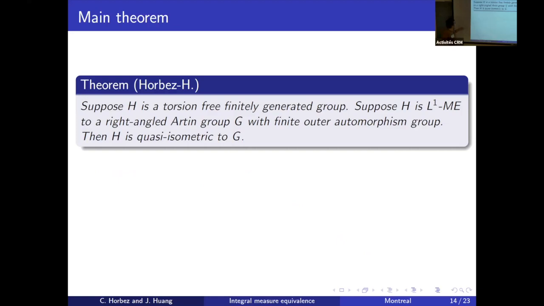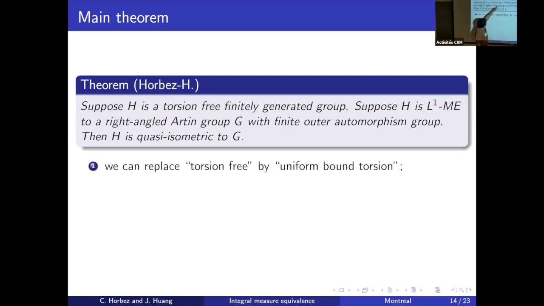Okay. So what we prove, the main thing, is that if I take a torsion-free finite geometric group H, and if that group is L1 ME to a rectangle Artin group with finite automorphism group, then H is actually quasi-isometric to the rectangle Artin group. Okay, so now I want to make some comments. Here torsion-free is not an ideal assumption. We can replace torsion-free by uniformly bounded torsion, but we don't know what happens if I allow the torsion to grow. Okay, so this is one thing which is a bit mysterious.